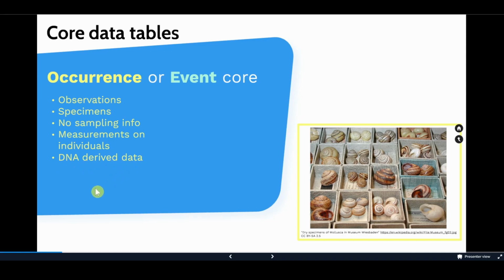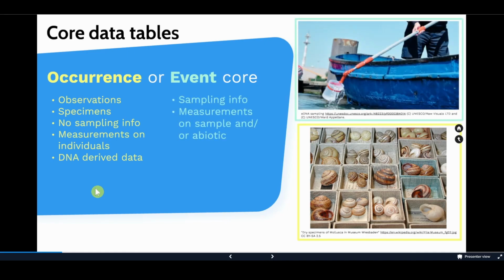Now, what if you do have information on sampling? Then you would use event core. So event core is when you do have information on how the samples were taken. So let's say you went on a boat and you took samples at different locations. This is when you would use event core because there are distinct sampling events. So then you might have measurements on a whole sample or the sampling methodology, and you might also have measurements that are abiotic, so temperature, salinity, and so on.